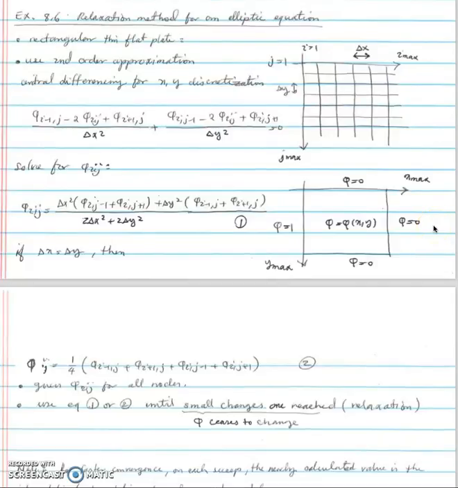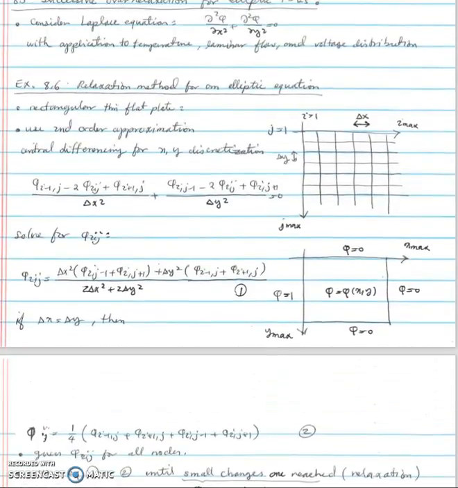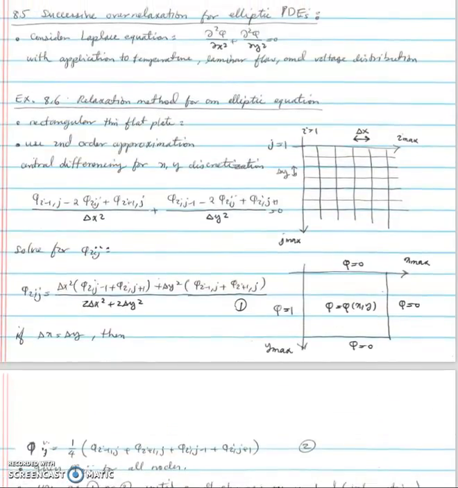In this video, I'll be talking about successive over relaxation method, which is called SOR. This is relevant to the third problem in homework 7. Also example 8.6 of the textbook.